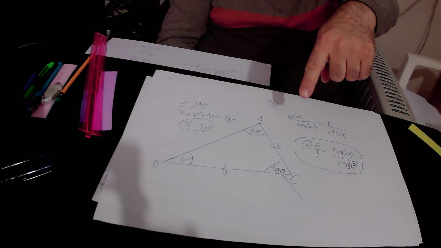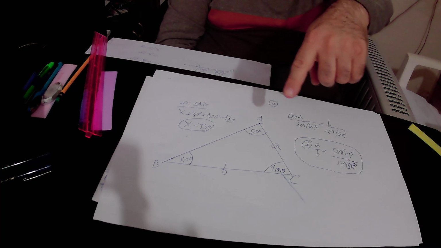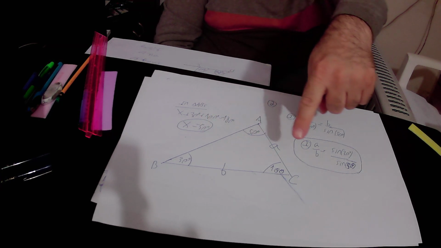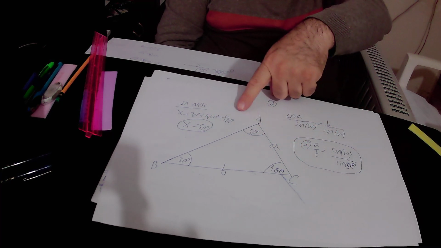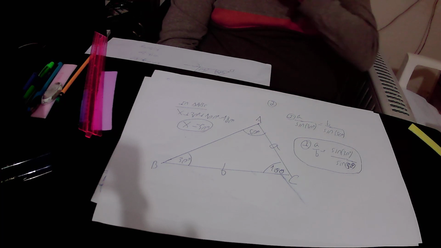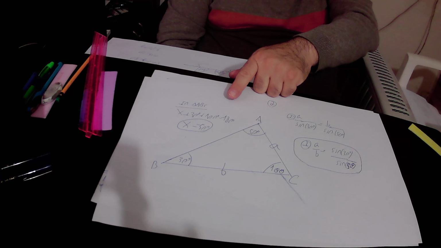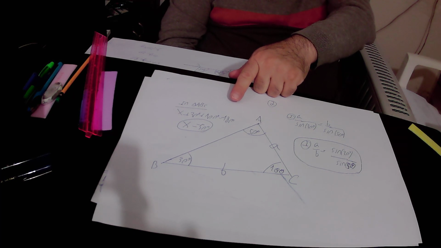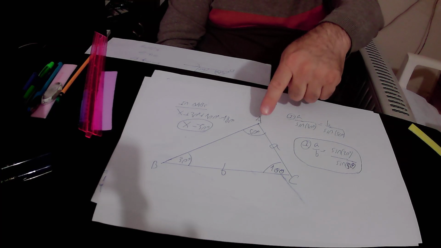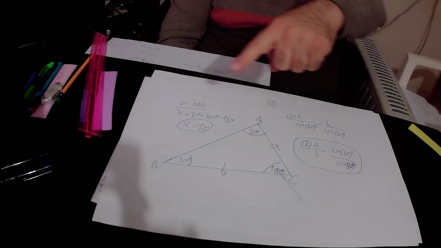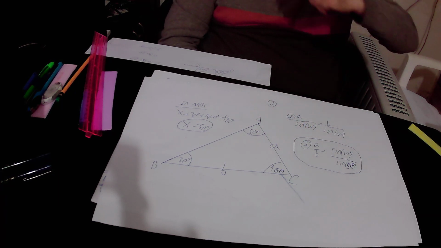It means that angle X, this angle, plus 30 degrees plus 100 degrees must be equal to 180 degrees. Here we subtracted 130 degrees from this equation, and we got that 180 degrees minus 130 degrees is 50 degrees. So we found out that the missing angle is equal to 50 degrees. Angle BAC equals 50 degrees.